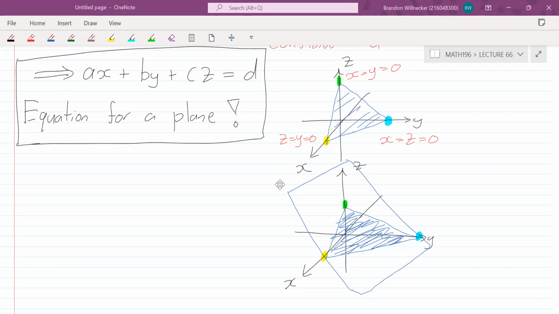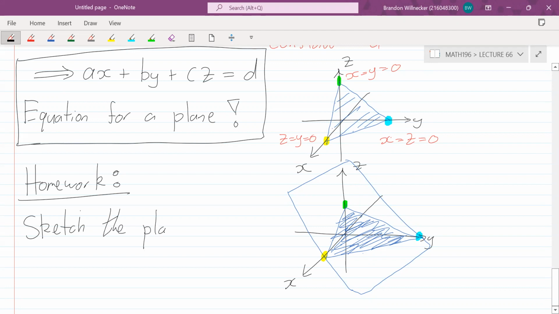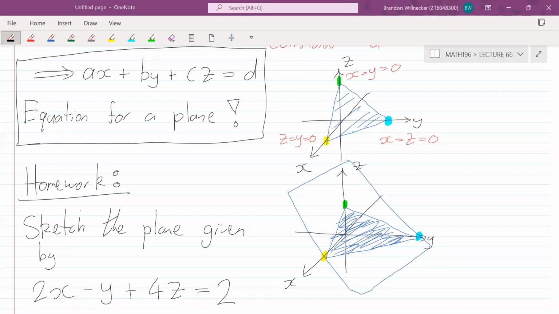Okay, so let's give you a little homework. Sketch the plane given by 2x minus y plus 4z is equal to 2. I've given you the A, B, C, and D, so you can use this to find the intercepts, connect the intercepts, and then you know what that piece of the plane looks like.